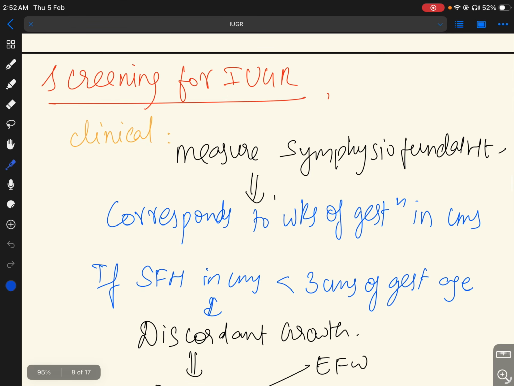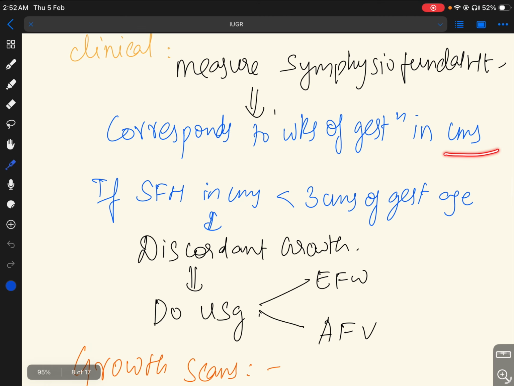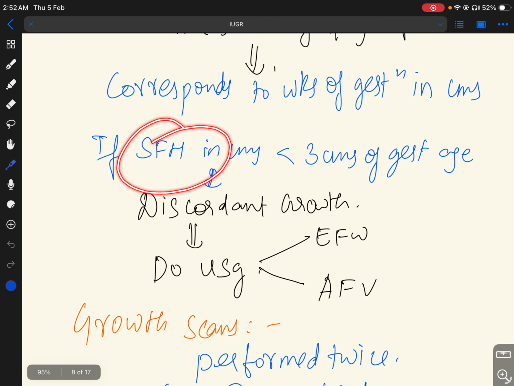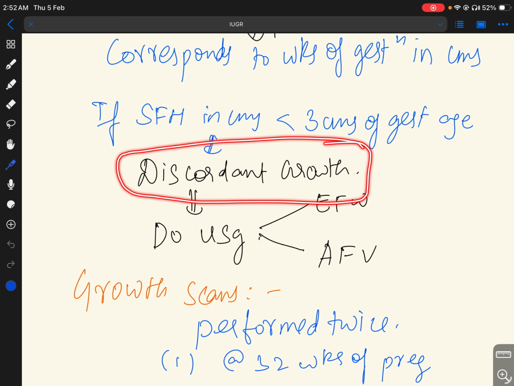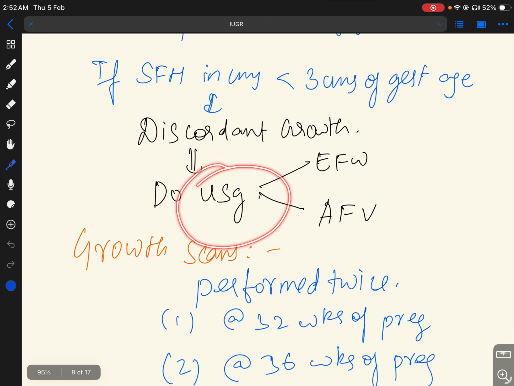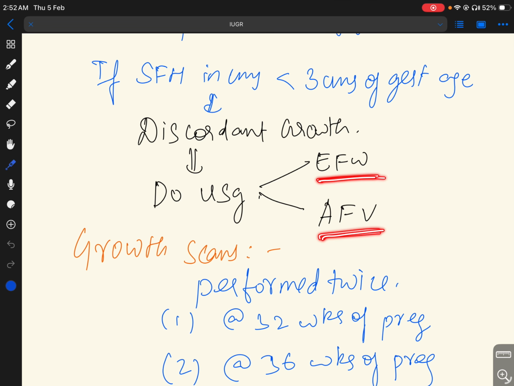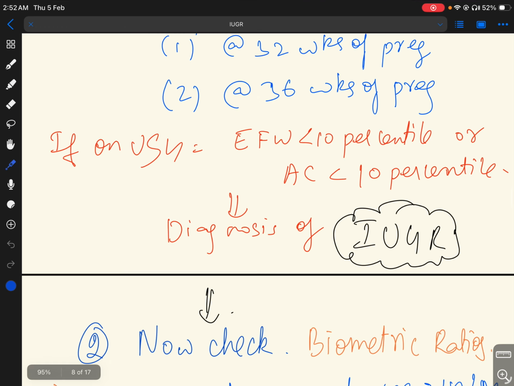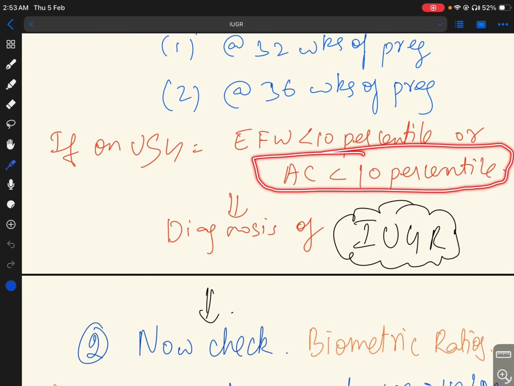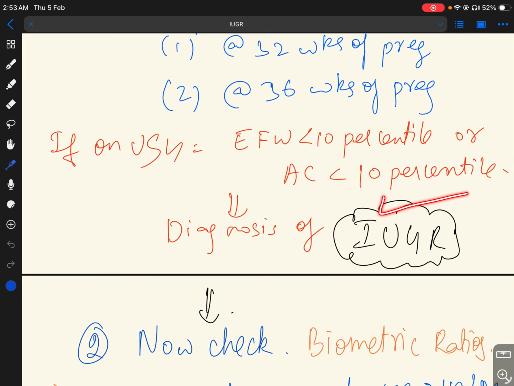Screening for IUGR. You have to measure the symphysis fundal height. It will correspond to weeks of gestation in centimeters. If the symphysis fundal height is less than 3 centimeters of the gestational age, there is a discrepancy in the growth. So you have to do an ultrasound to estimate fetal weight and amniotic fluid volume. Growth scan can be performed twice, at 32 weeks and 36 weeks. If on ultrasound the estimated fetal weight is less than 10th percentile or abdominal circumference is less than 10th percentile, you can diagnose it as IUGR.